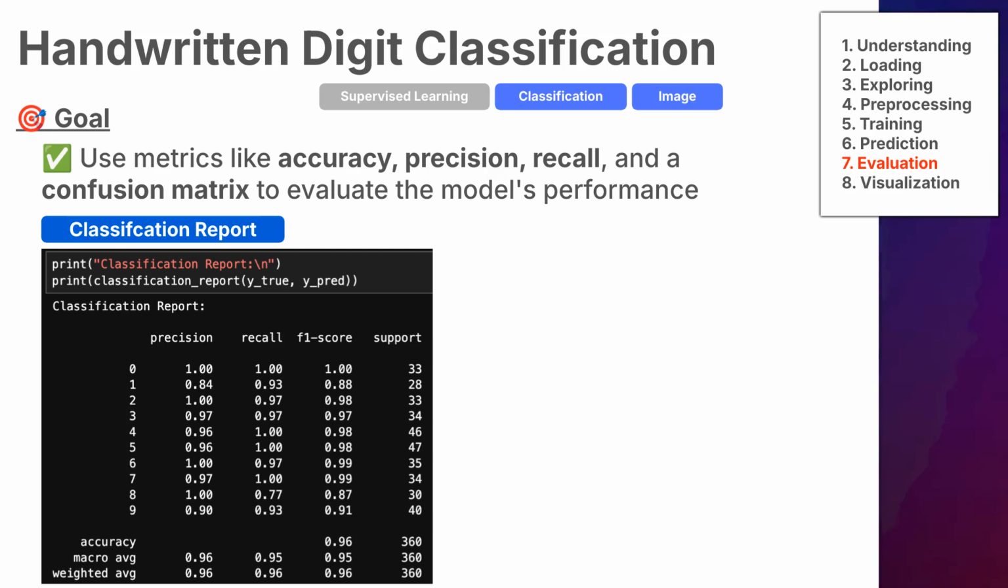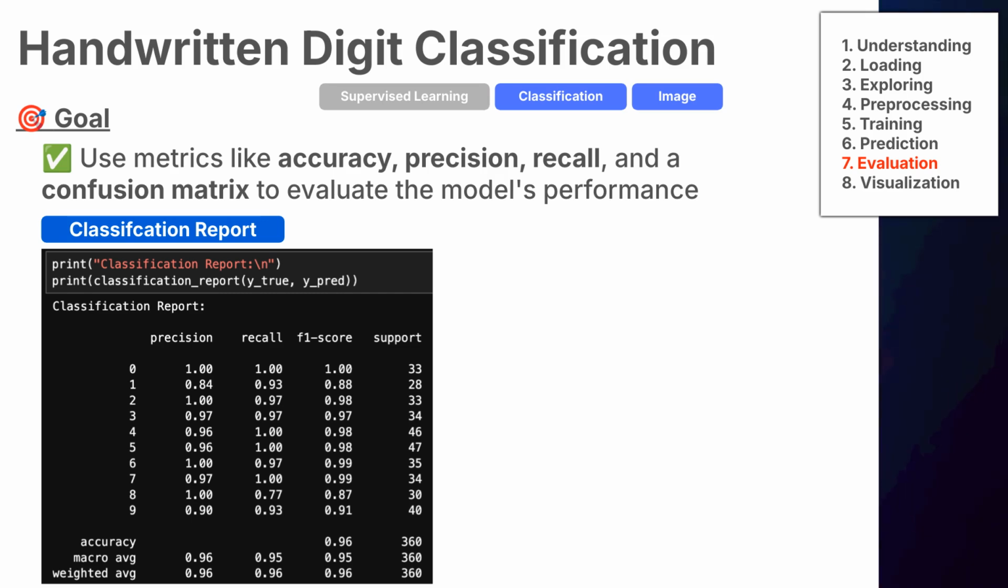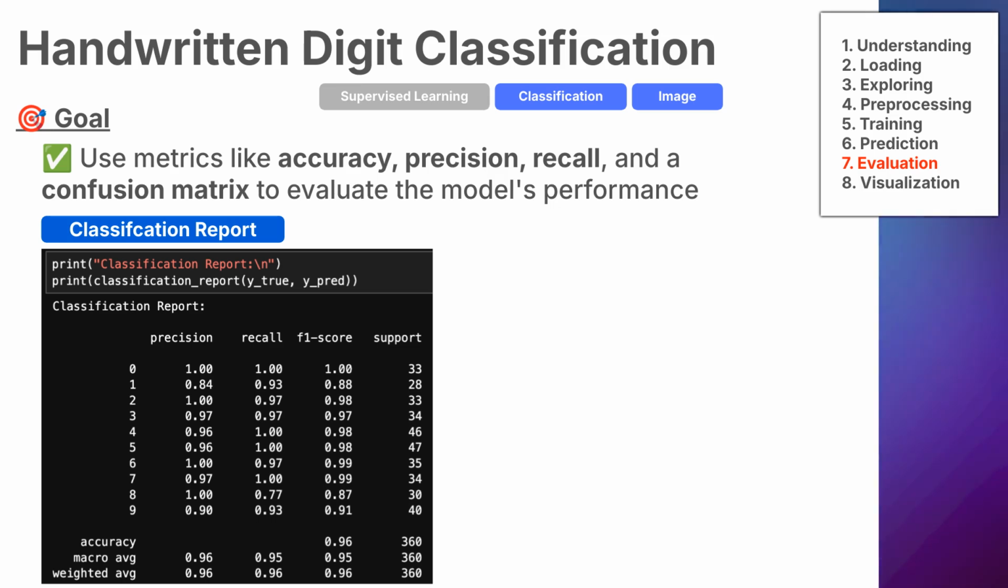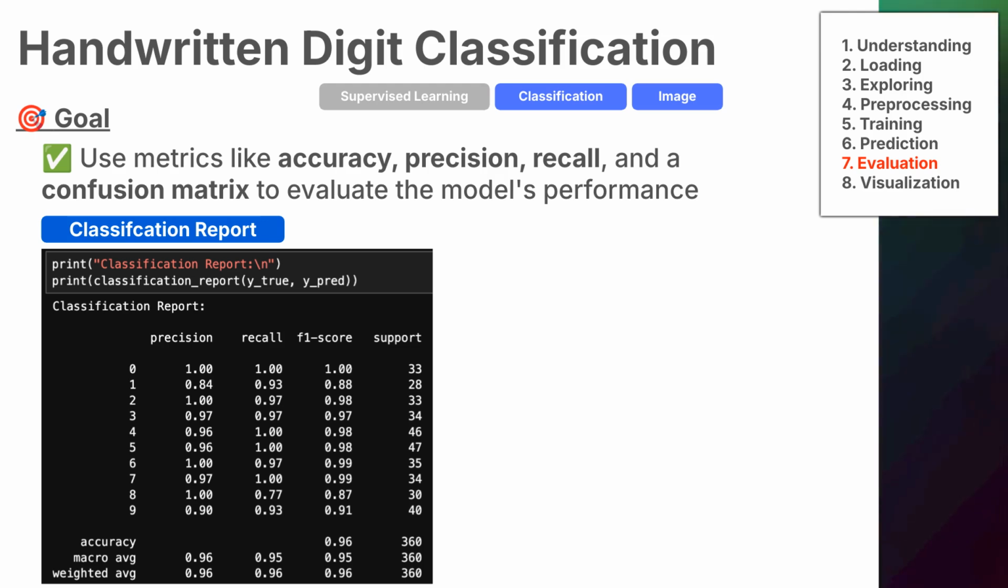Macro average means the unweighted average across all classes, so each class is treated equally even if it's rare. Weighted average means the average weighted by support, so it's more realistic for imbalanced datasets. Common classes have more influence. All right, let's have a look at the result briefly.